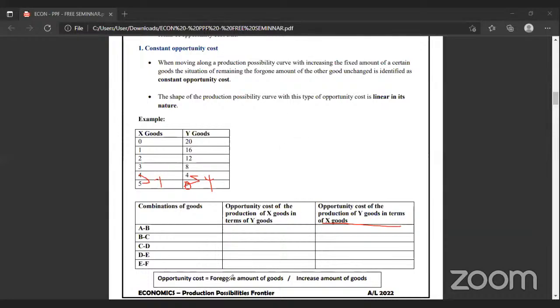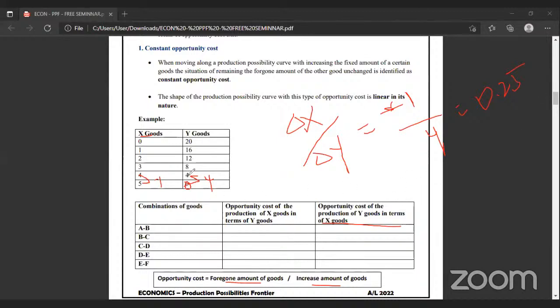We know the formula: foregone amount divided by increased amount. So here, which one is the foregone amount? X is the foregone amount. X, the change, should be divided by the change in Y. So what is the answer now? The X is -1. No need to put the minus, just leave it, put 1. And 4, what is the answer then? 0.25, am I right? 0.25. It will be a constant amount, right?